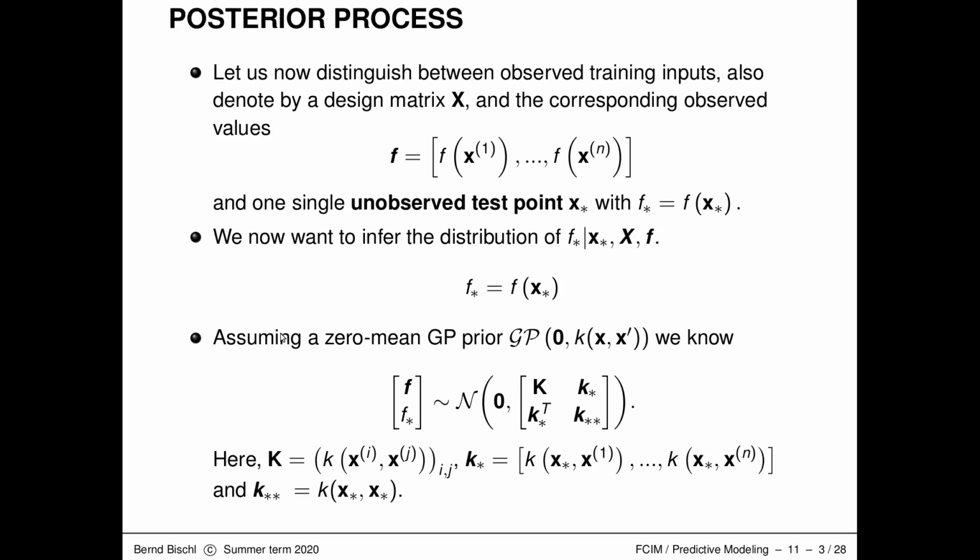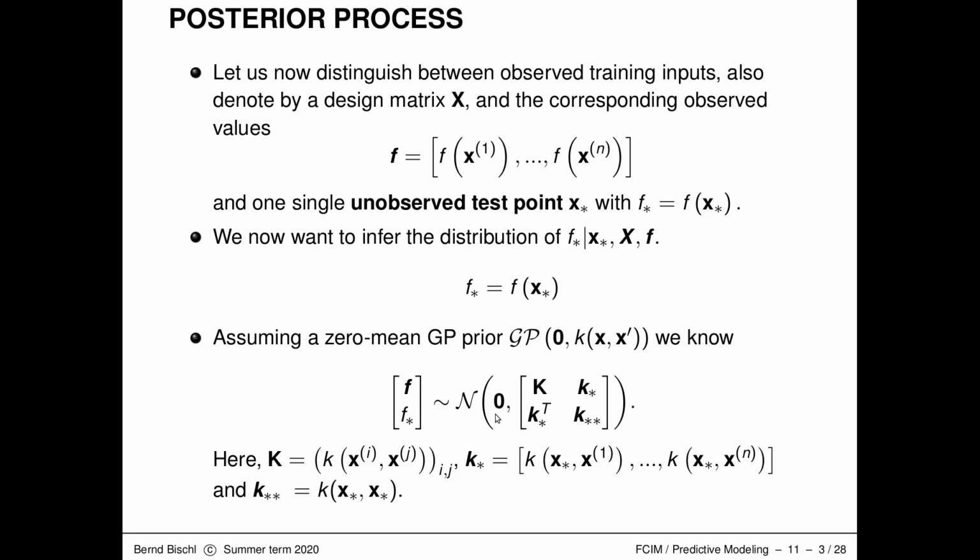Assuming that we have a zero mean Gaussian process prior with a certain covariance function small k, what we do know is that not only this vector bold F is jointly normally distributed, we also know that even if we add to that vector an n+1 component, our f star, this is still jointly normally distributed. And we know how this normal distribution looks like.